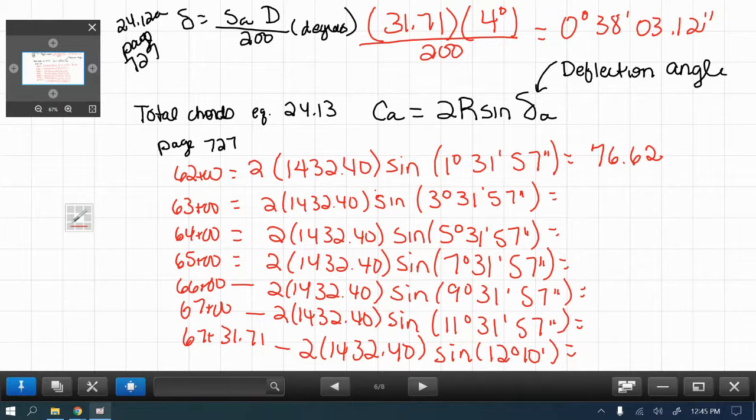Because they use to the nearest decimals of a second, it may be off just 1 decimal place, like 126. For the next one, it should be 176.51. If you get 52, it's just because of rounding. So the 64 should be 276.19. 65 is 375.54.